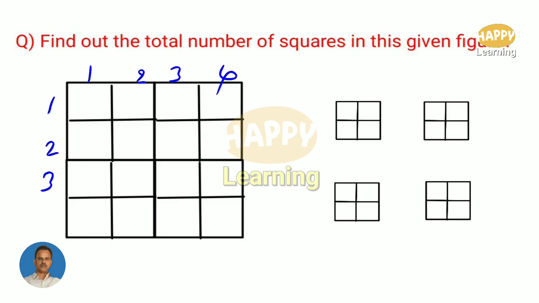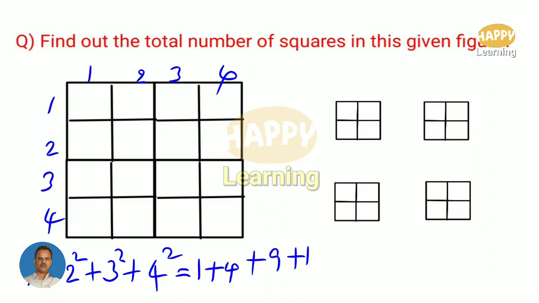1, 2, 3, 4 rows. So the number of squares will be 1 square plus 2 square plus 3 square plus 4 square. Why have we written it like this? It is a 4 by 4 grid, the number of rows equal to the number of columns. That is equal to 1 plus 4 plus 9 plus 16. So this is equal to 16 plus 9, 25 plus 4, 29 plus 1, 30.